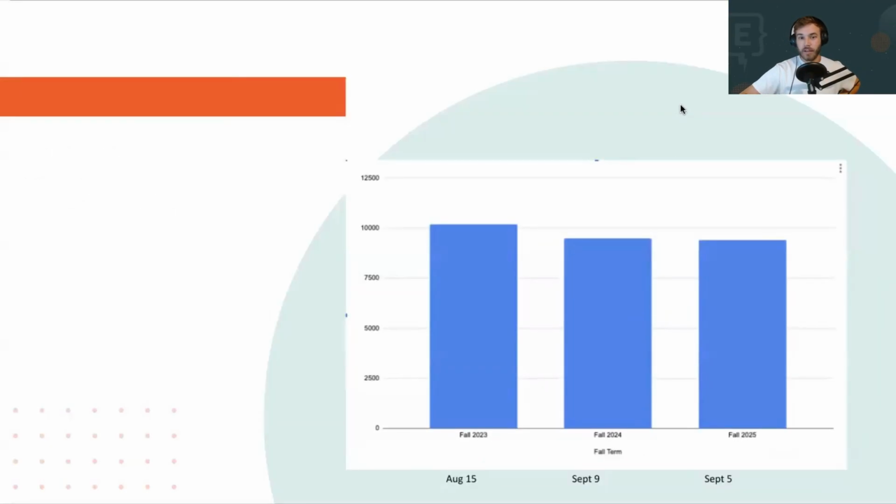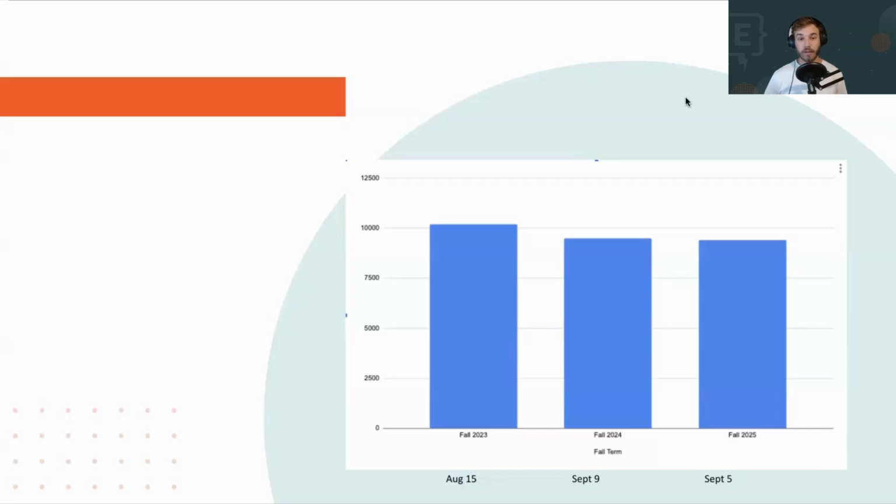Okay. Here we are seeing enrollment across terms. Fall 23, fall 24, fall 25. We see a little bit of a dip there between 23 and 24. But there's another component to that chart that I think will clue you in on the misleading data type here.